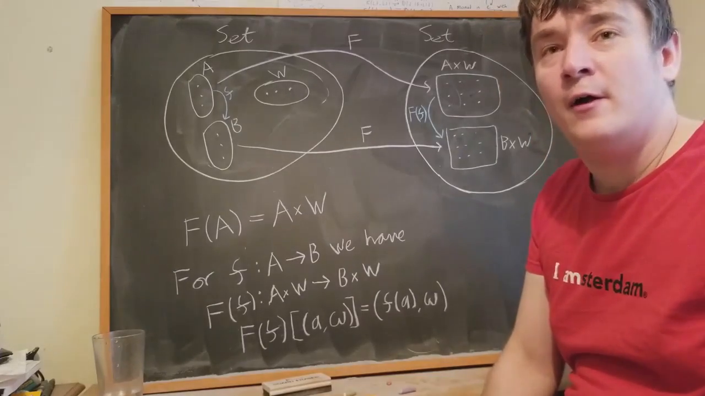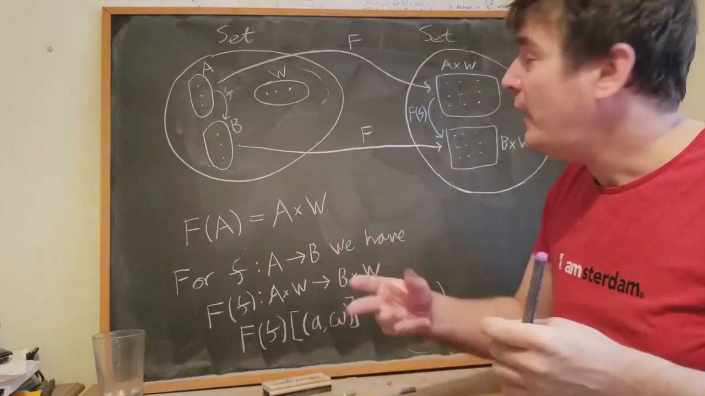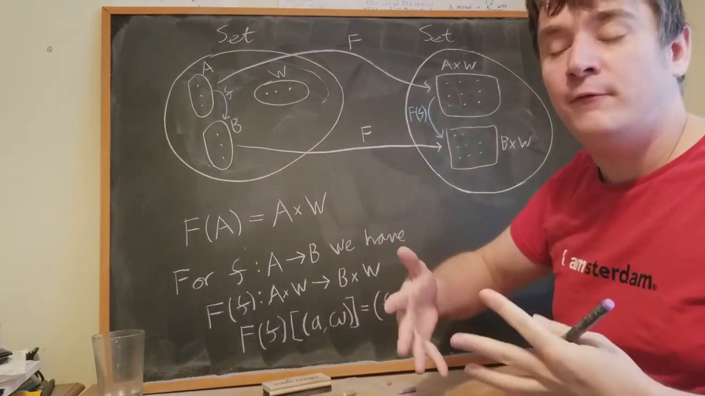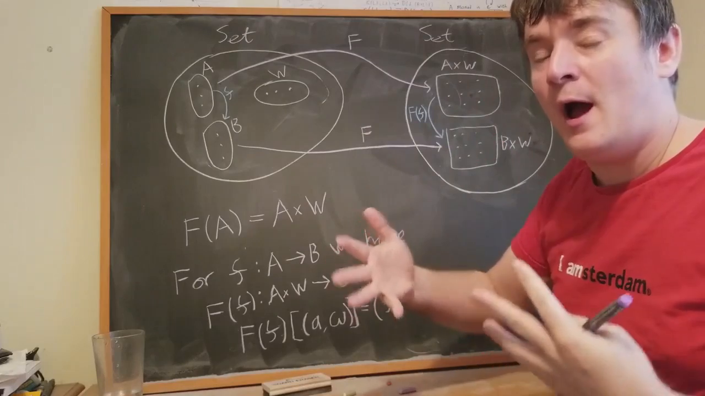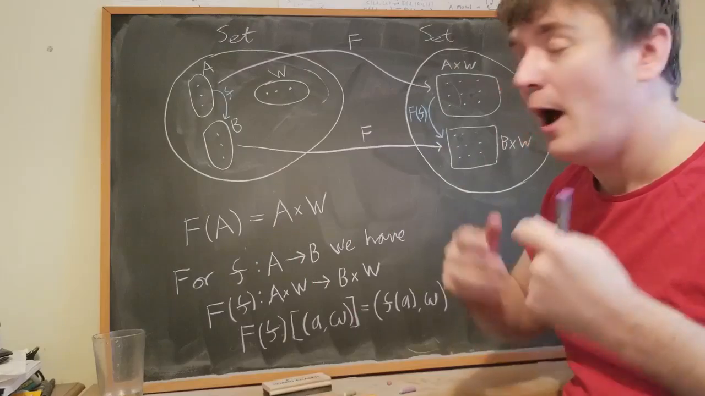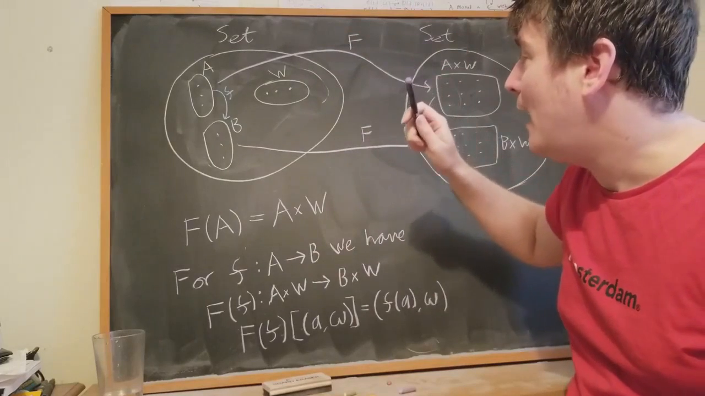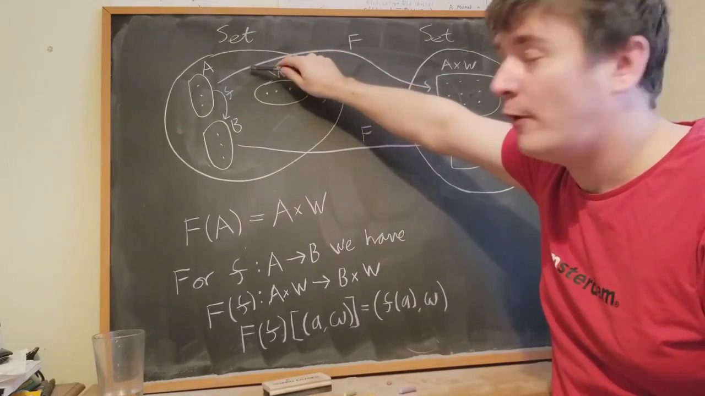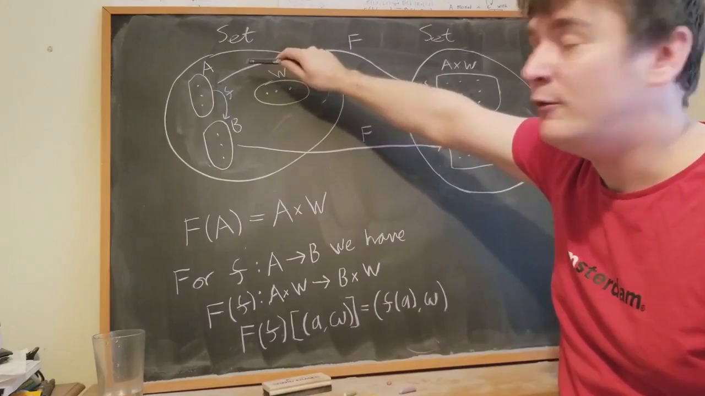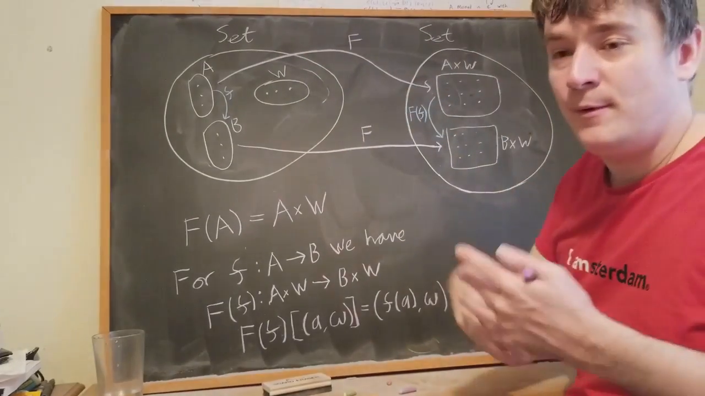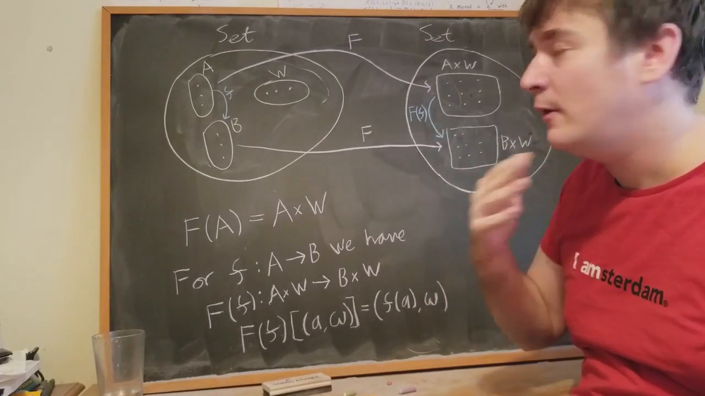Okay then, so let's have a look in this category of sets at how we can view product as a functor. We're going to start in this category of sets, and we're going to do a functor from this category of sets back into itself. I've just drawn two copies of it because that's easier to visualize.